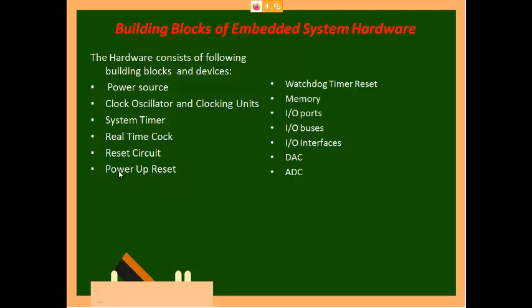This is when the power is being removed, it goes to reset. Then the watchdog timer. A watchdog timer is nothing but something that continuously monitors a thing and then reports. Then comes memory. Then input ports, output ports, input buses and output buses. Then comes your input output interface. Then DAC, ADC. DAC is digital to analog, ADC is analog to digital. So these are the various building blocks of an embedded system.